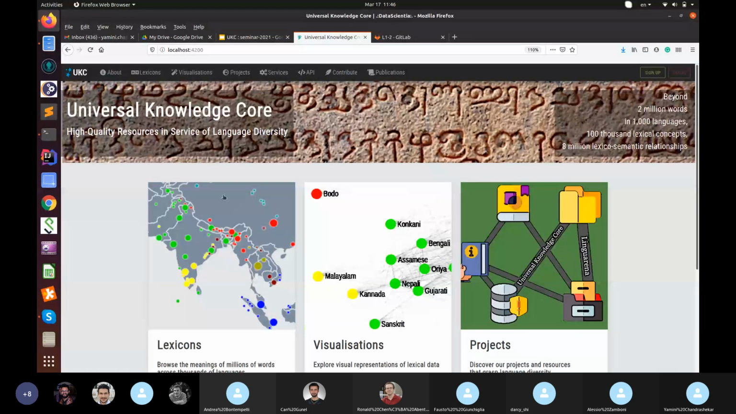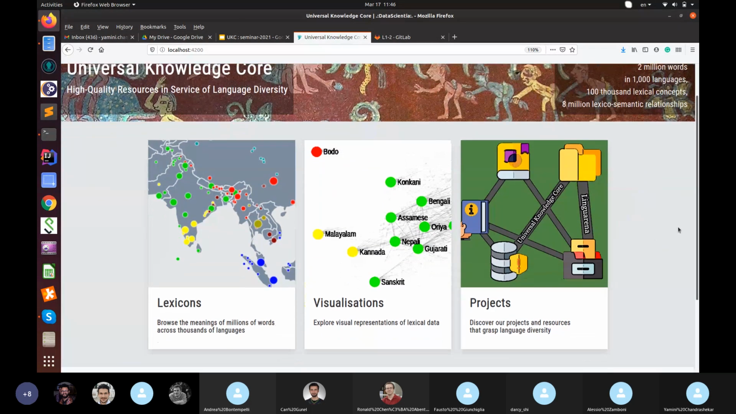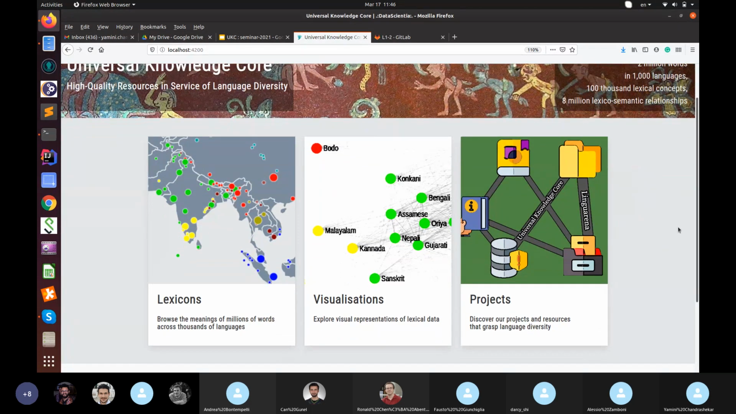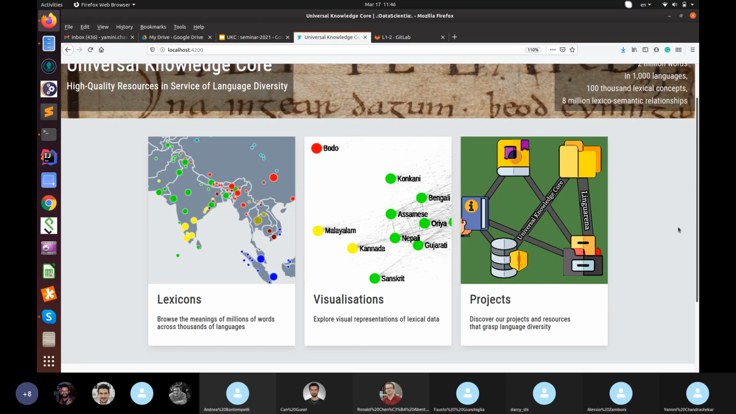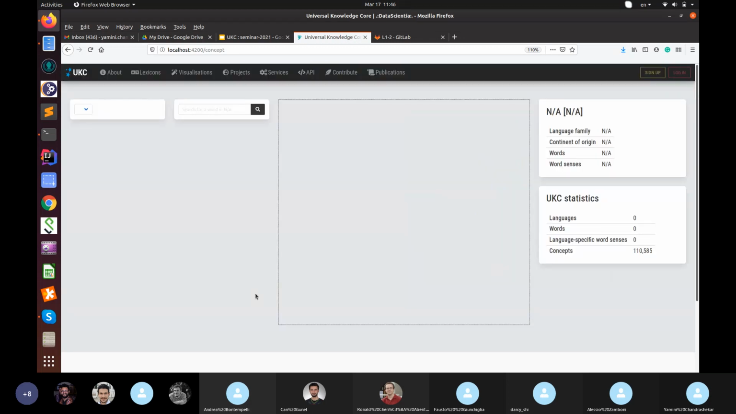So now we move on to the website. This is the homepage of the website, and this contains three major components that we'll be looking at today. The idea is to improve on this and add on more services, components, and so on. The first one we'll be looking at is the lexicons component.